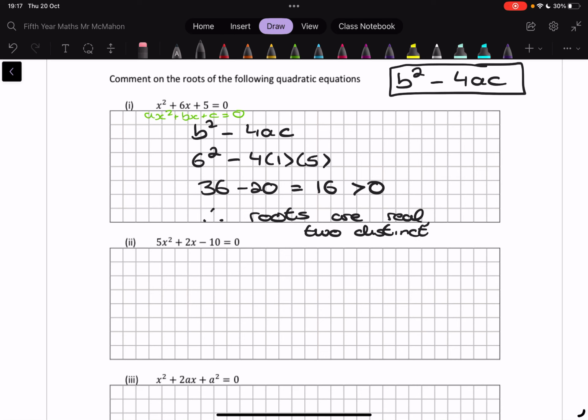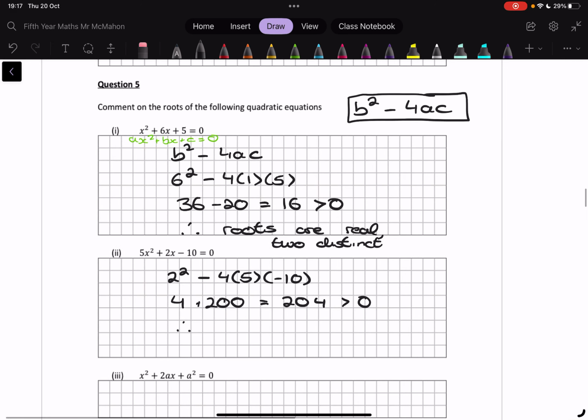For the second one, we will have 2 squared minus 4 by 5 by minus 10. So 4, and we will have 4 by 10 by 5, which will give us 200. So that's 204, which is greater than 0. So therefore, once again, two distinct real roots.